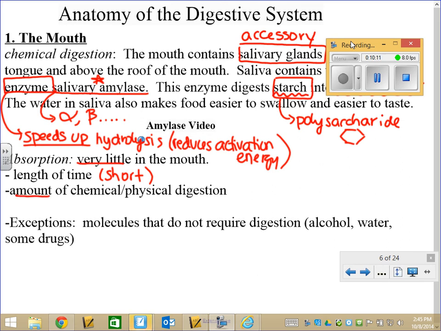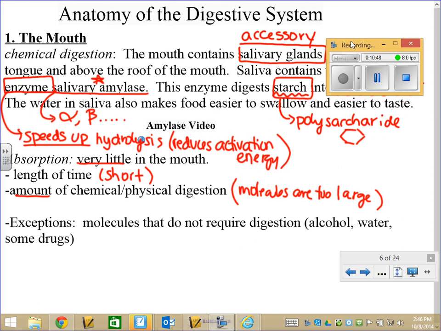The second thing is the amount of chemical or physical digestion. And the reason that this is important is because the molecules are too large still at this point. There's no way they would get through the lining of your mouth and be absorbed into your bloodstream, for the most part because they're too big. Either your teeth haven't broken them down enough physically, or even if it's a really small particle, an enzyme hasn't been there to help break it down chemically.